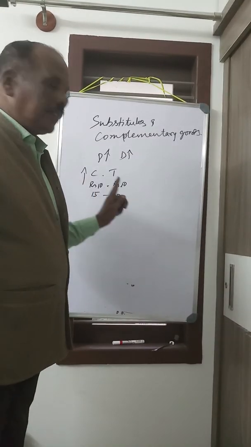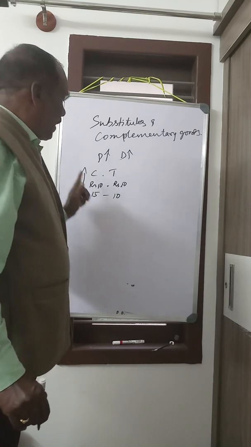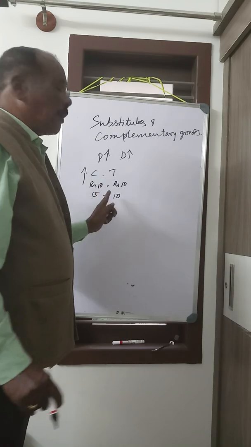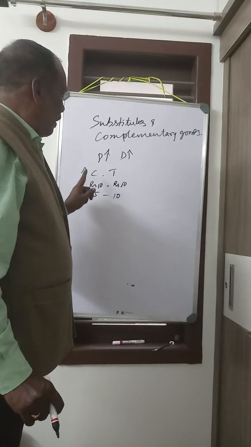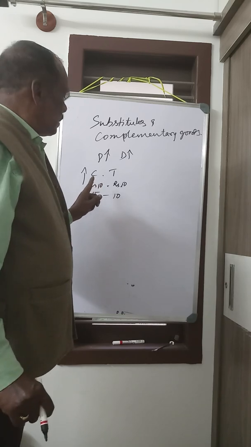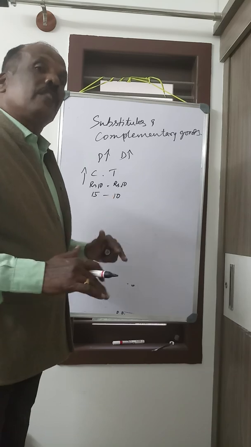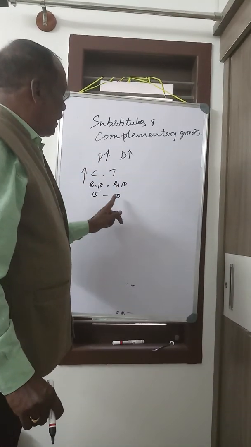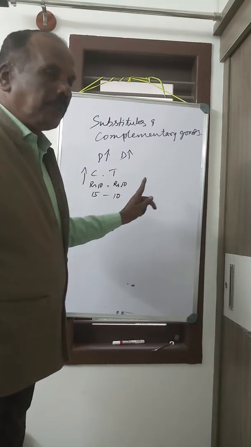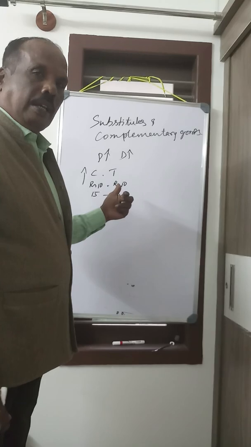So this is the relationship between the price of one good and the demand for another. The price of one good and the demand for another good move in the same direction. When the price rises, the demand for the substitute also rises. That is what I have given in the example.